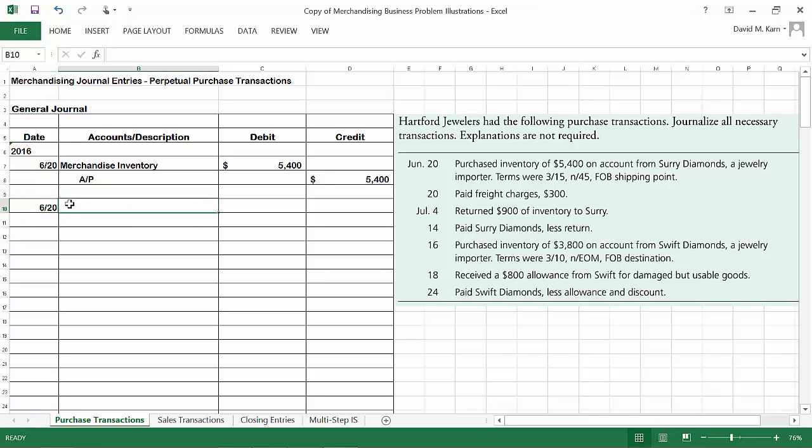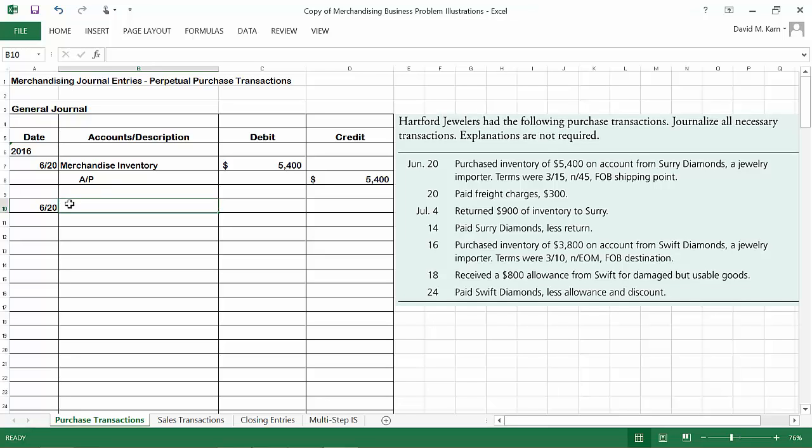On the second 6/20, we kind of have to think about this for a moment. It says we paid freight charges of $300. Now, in some cases, if you think about it, we saw an account called freight out expense or delivery expense in the lecture video, but that doesn't apply here because this is freight that we're paying on what we purchased. So here's where you have to be careful. What we have to do anytime the cost basis of inventory is going to change, we have to make sure we appropriately account for that.